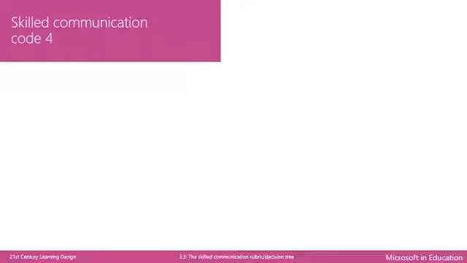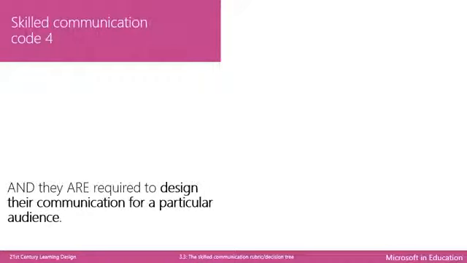Finally, if students produce extended or multimodal communication and provide supporting evidence, then I must ask if the students communicate to a particular audience. If the answer is yes, then the learning activity is coded at a 4. In other words, students are required to produce extended communication or multimodal communication, and they are required to provide supporting evidence, and they are required to design their communication for a particular audience.